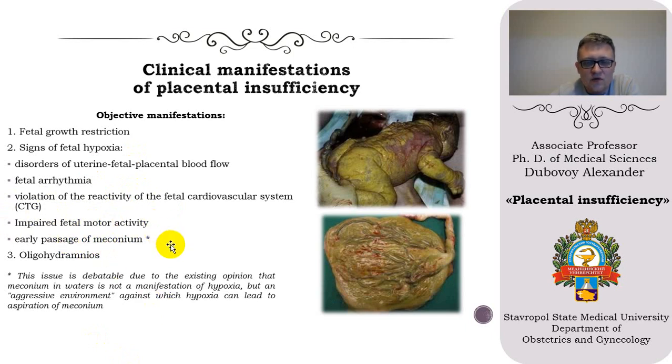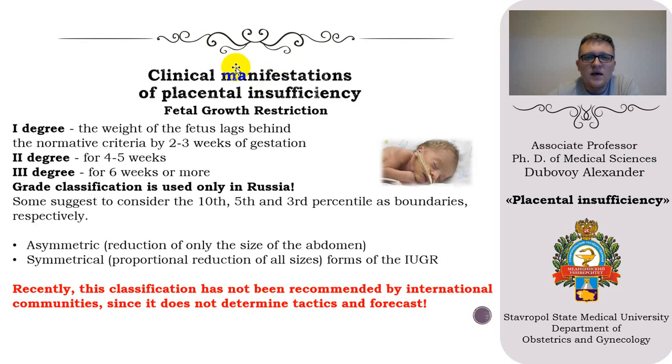early passage of meconium. Note that early passage of meconium is debatable due to the existing opinion that meconium in amniotic fluid is not a manifestation of hypoxia but an aggressive environment, against which hypoxia can lead to aspiration of meconium, and oligohydramnios. Fetal growth restriction grade classification is used only in Russia.